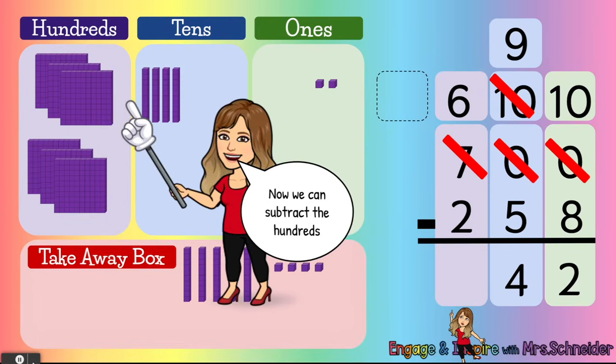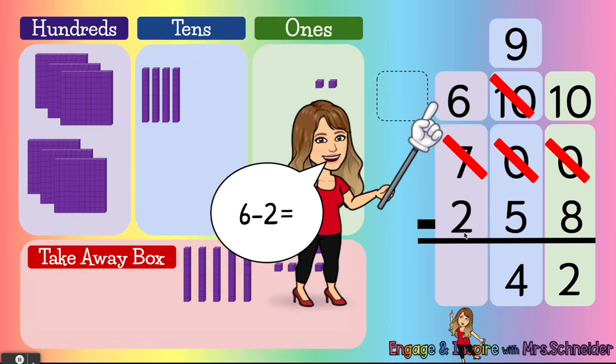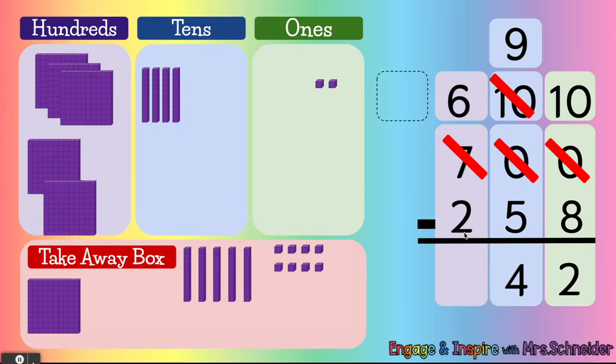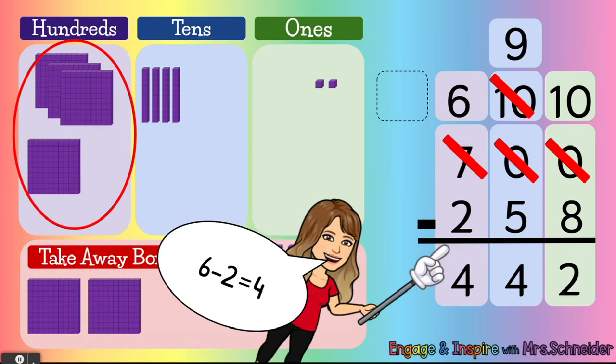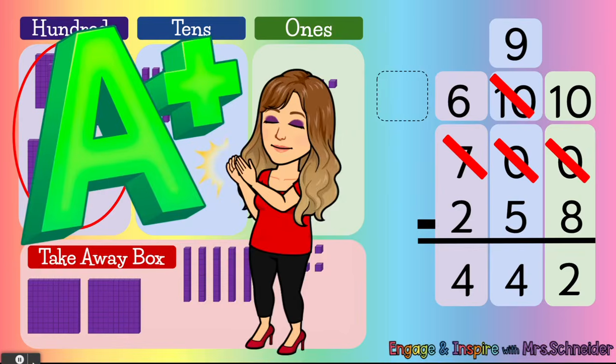Now we can subtract the hundreds. See, we have 600s and we need to take away 2. So 6 minus 2. 1, 2. And how many are left? 6 minus 2 equals 4. All right, good job. So 700 minus 258 equals 442. You did an awesome job on this problem.